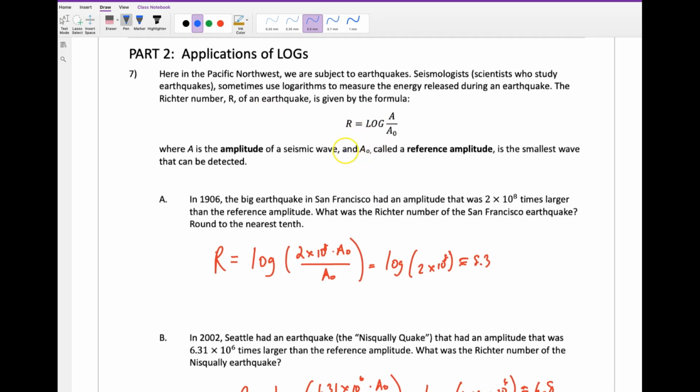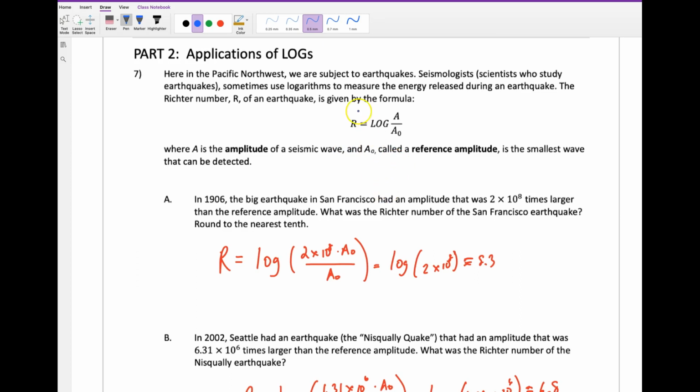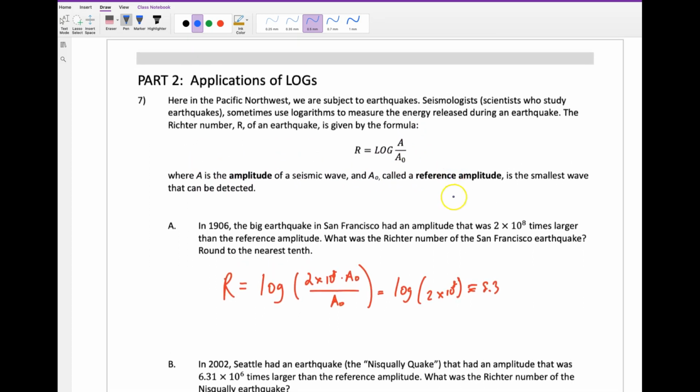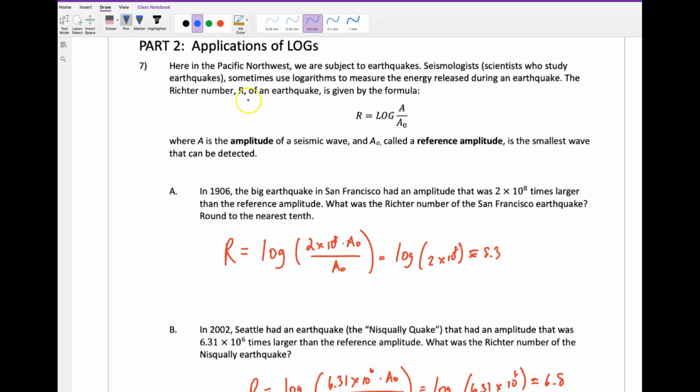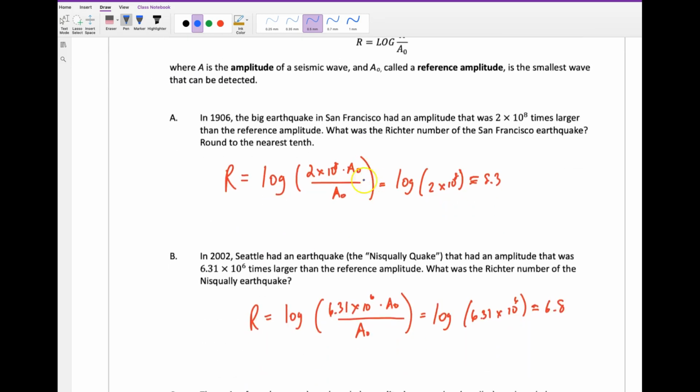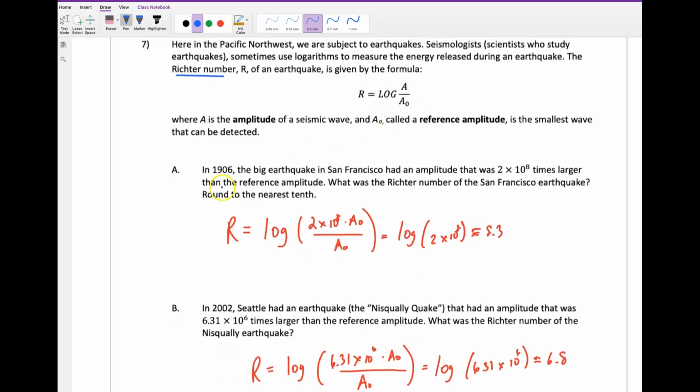Earthquakes and amplitudes and the Richter scale are measured using logs. A is the amplitude of a seismic wave. A sub 0 is called the reference amplitude. So if you can measure those, you can find out R, which is the value on the Richter scale. If they say, oh, it's a 5.3, something like that. So we're going to use that equation here.